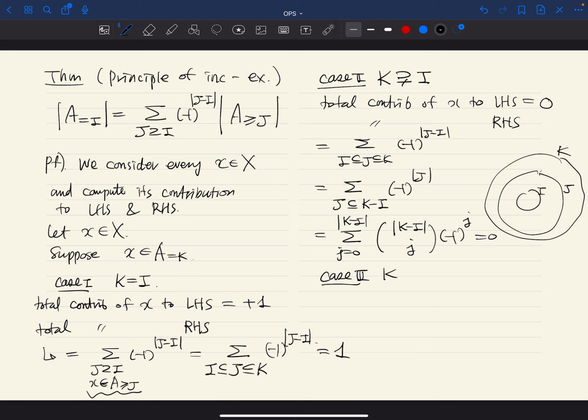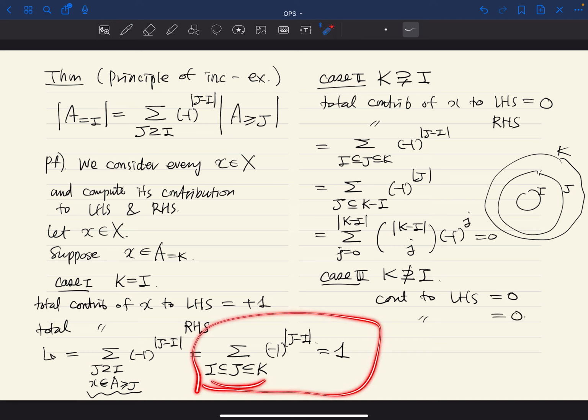K doesn't contain I. Then the contribution to the left-hand side is again 0. The contribution to the right-hand side is also 0 because there's no sum here. J cannot satisfy both because I is not contained in K. So for every X and every case, the contribution is exactly the same on the right-hand side and left-hand side. The left-hand side is the sum of all total contributions, the right-hand side is the sum of total contributions. So they must be the same. So that's the proof, basically.